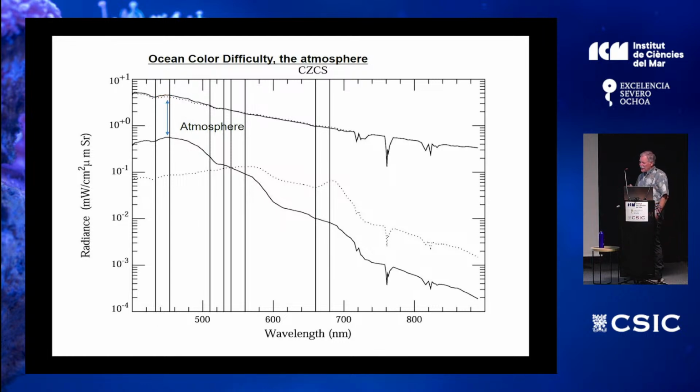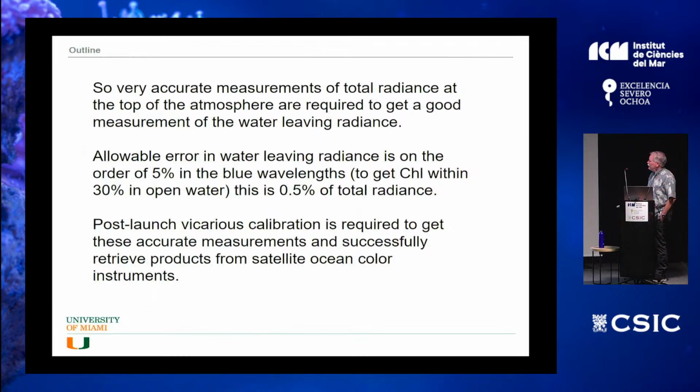And it's more accurate than you can measure by calibrating the sensor at the surface and just launching it. So we end up having to do this vicarious calibration process. As I said, you need very accurate measurements at the top of the atmosphere. You'd like to get the water-leaving radiance at the bottom to within 5%, and because of that other signal, that means you have to have the top to within 0.5%, which is more accurate than we can calibrate things. So what we end up doing is this post-launch vicarious calibration to be able to get the ocean color products that we'd like to get from satellite.